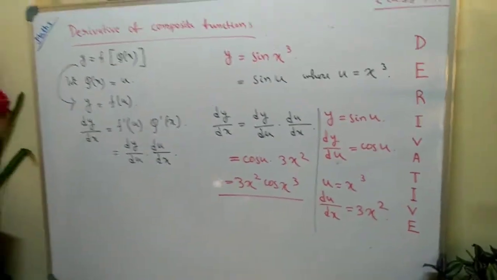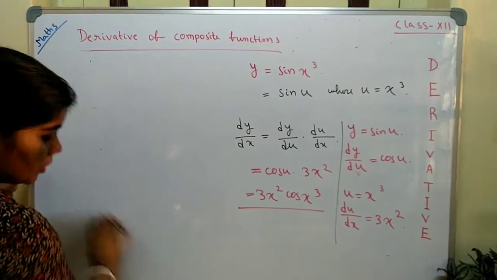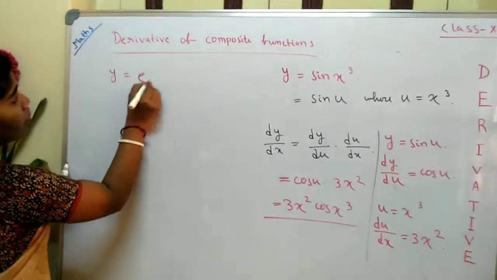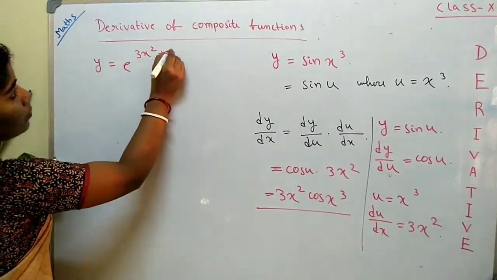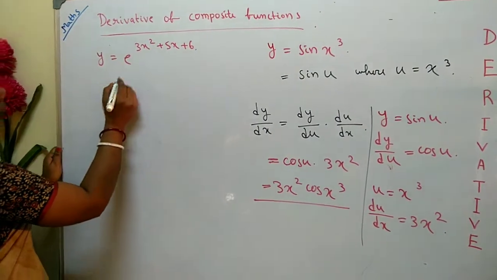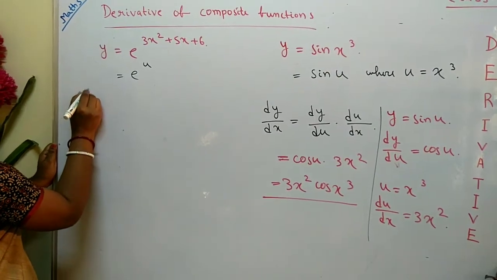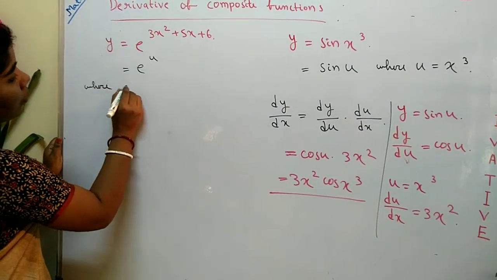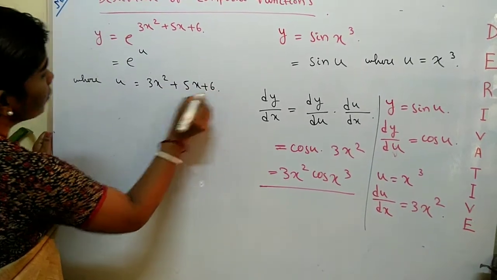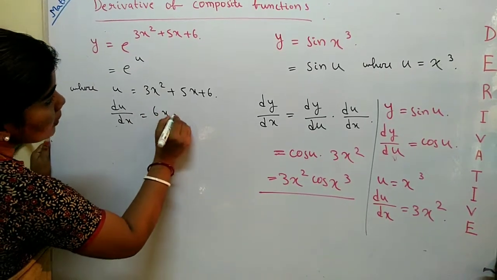Now I am giving you one more example. Suppose y equal to e to the power 3x square plus 5x plus 6. You have to find its derivative. So first of all, this function can be written as e to the power u, where u equal to 3x square plus 5x plus 6. So what is du dx? Du dx equal to 6x plus 5.